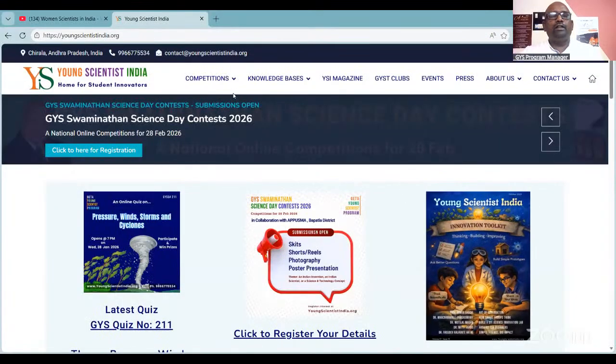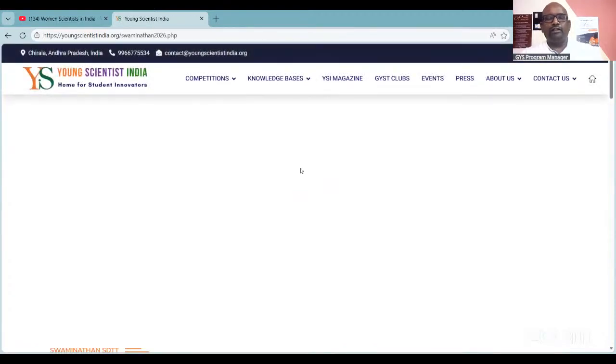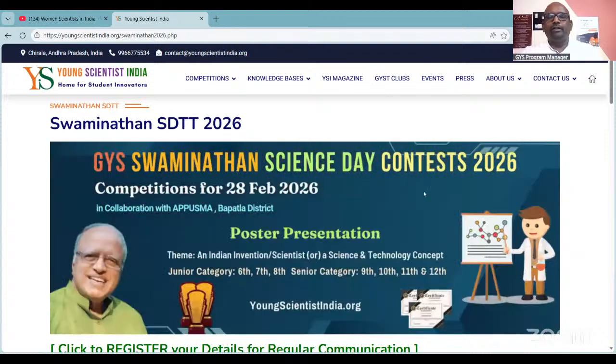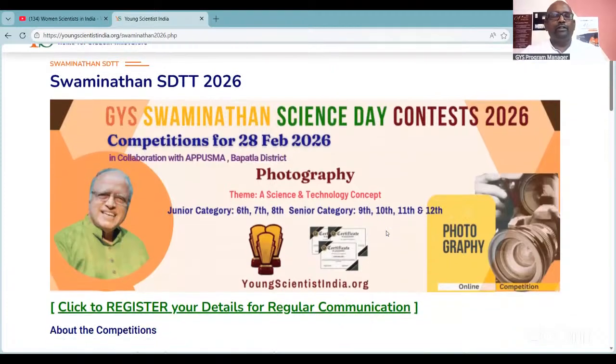So we have a competition on GYST Swaminathan talent test. Actually, previously it was called Swaminathan talent test. Now we are calling it the Swaminathan Science Day contest. So there are 4 types of competitions we are conducting on behalf of the Science Day contest.